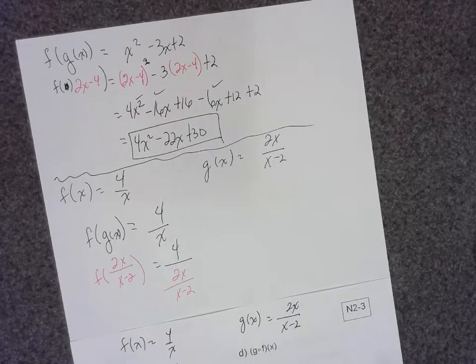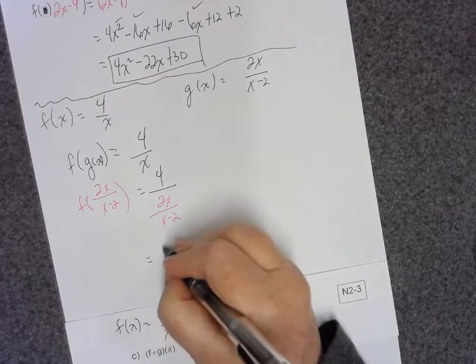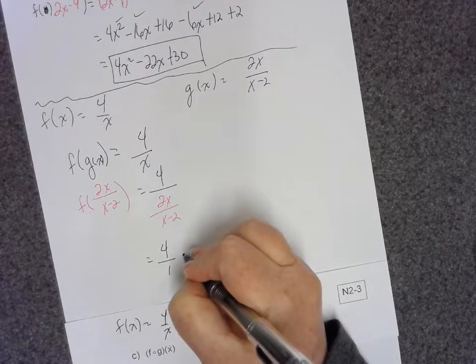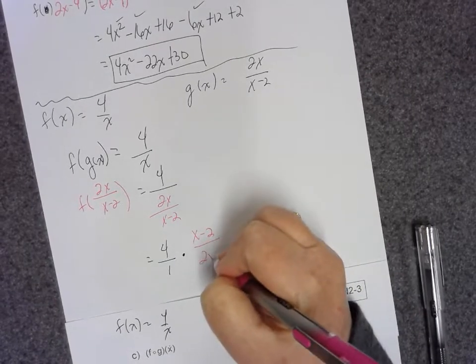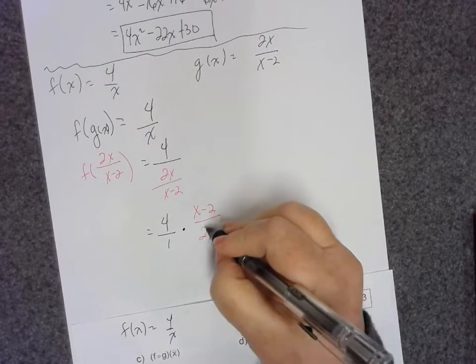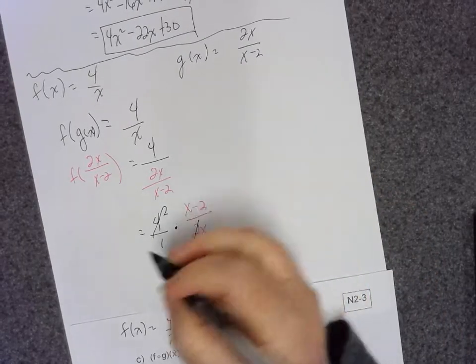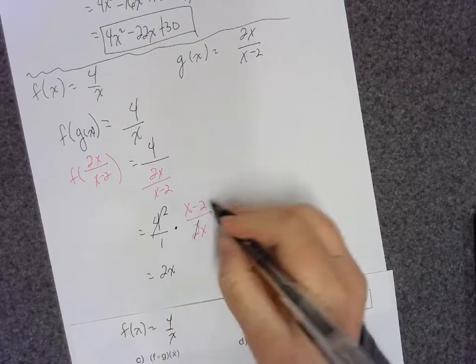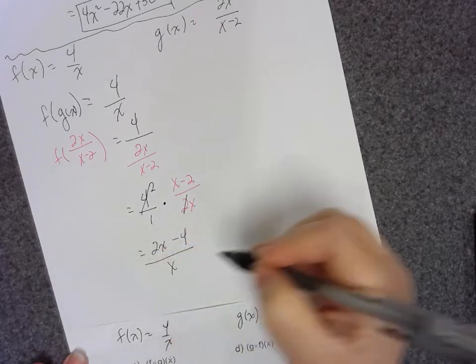When you divide a fraction by a fraction, you invert the second fraction and multiply. So this becomes 4 over 1 times x over 2x, the 2 from the numerator and the 2 from the denominator divide out, and we get 2x minus 4, all over x, and that is our answer for f of g of x.